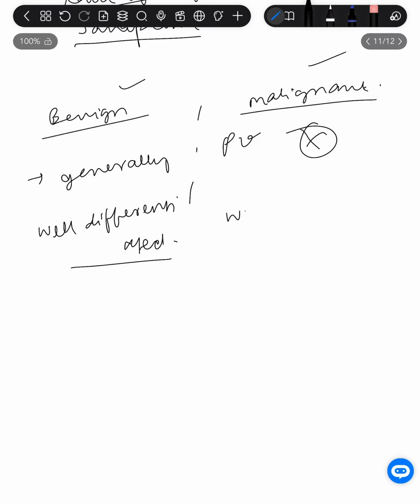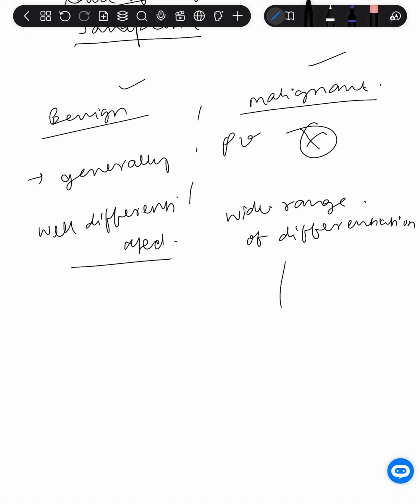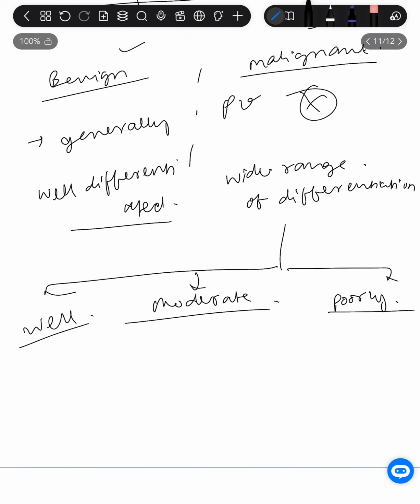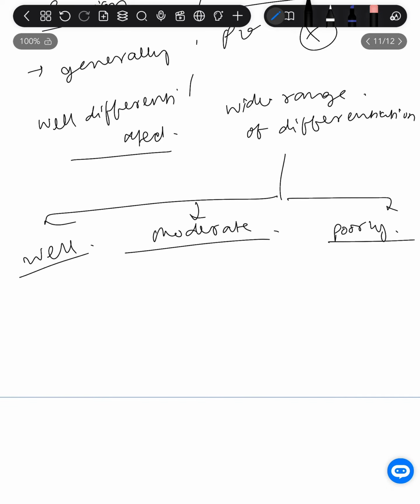Next, I'll tell you. This has a wide range of differentiation. And what do I mean by wide range of differentiation? We have some malignant neoplasms which are very well differentiated. Then we have some neoplasms which have no evidence of differentiation, very poorly differentiated. Then we have moderate level of differentiation. We have well, moderate, poorly.